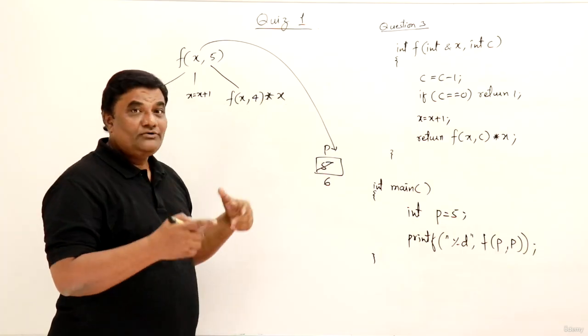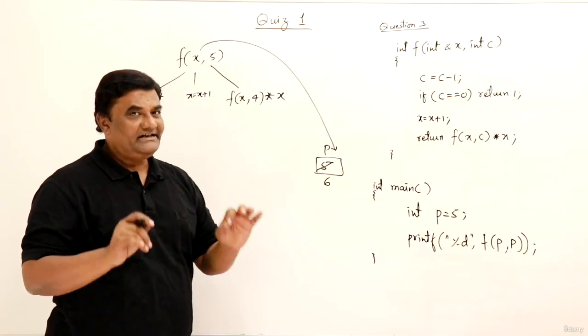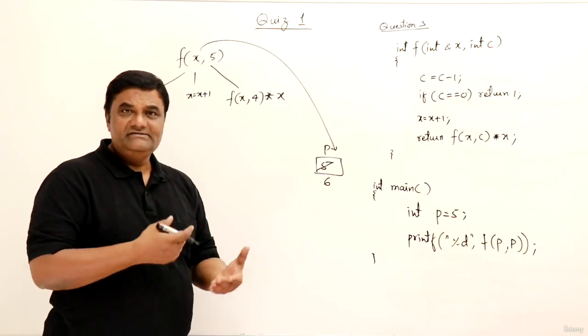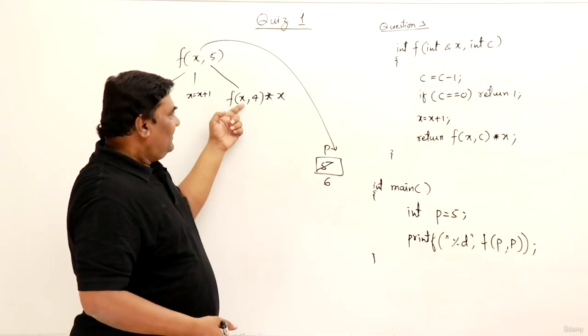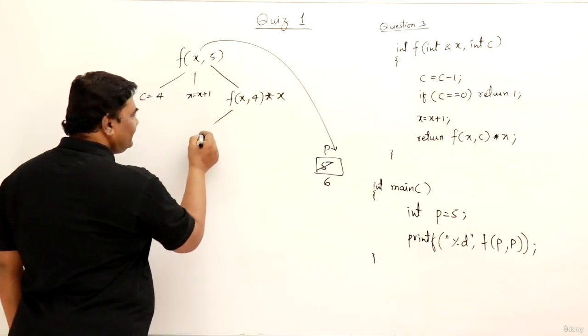Now this call we have to continue further. So this was the first call I have explained in detail. Now the remaining calls, I will just repeat them. x comma 4, c assign c minus 1. So c becomes how much?